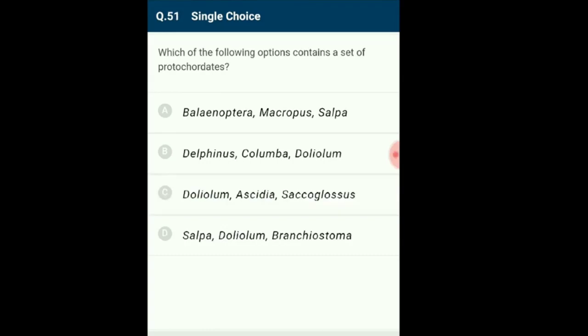Question number 51. Which of the following is a set of protochordates? Subphyla Urochordata and Cephalochordata are often referred to as protochordates and are exclusively marine. In Urochordata, the notochord is present only in the larval tail, while in Cephalochordata, it extends from head to tail region and is persistent throughout their life. Examples: Urochordata, Ascidia, Salpa, Doliolum. Cephalochordata, examples: Branchiostoma, also called Amphioxus or Lancelet. So the answer for this question is option D, Salpa, Doliolum, Branchiostoma.